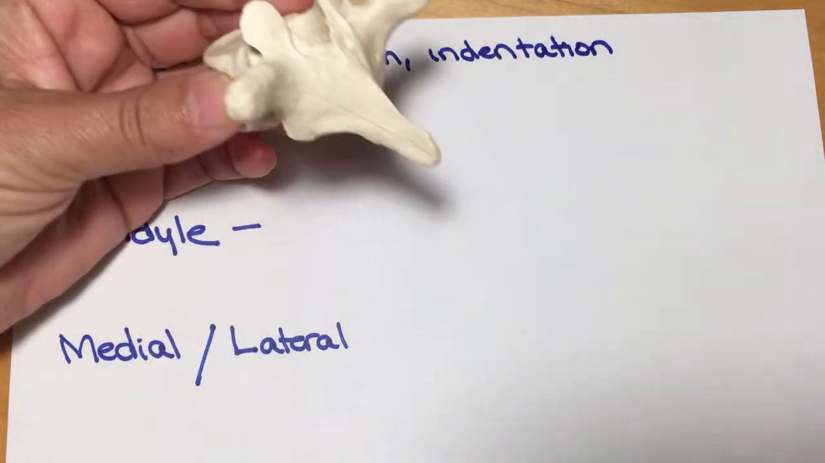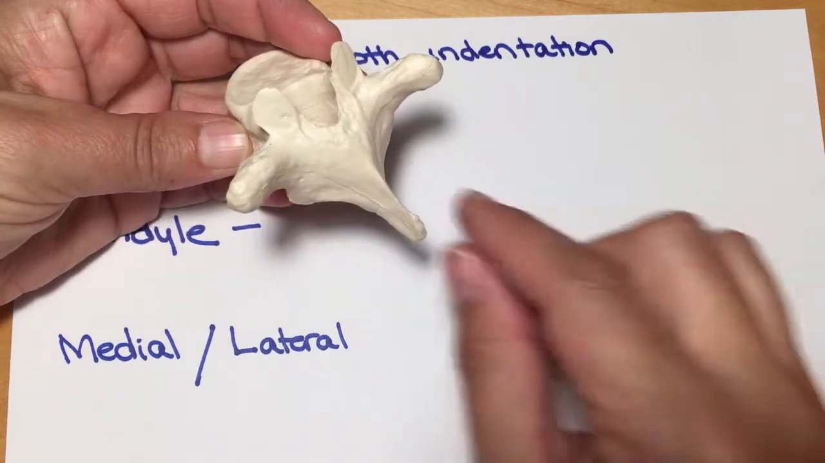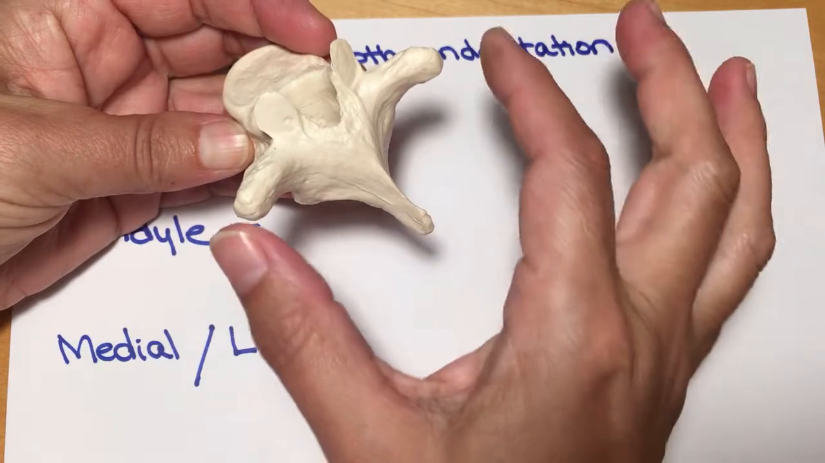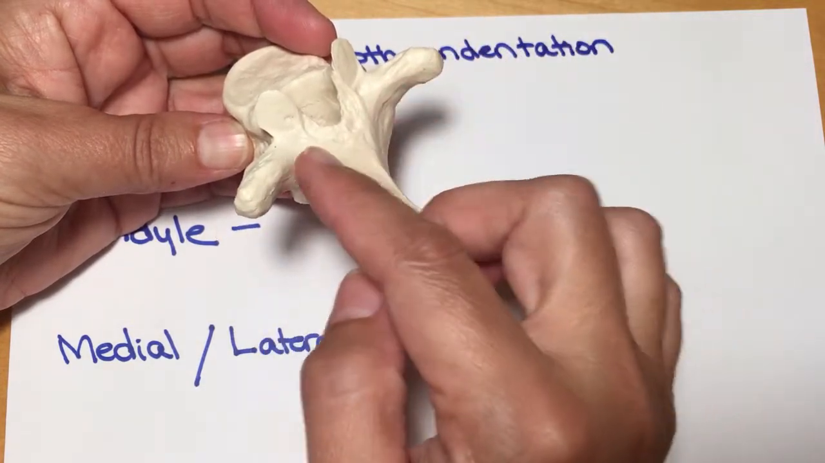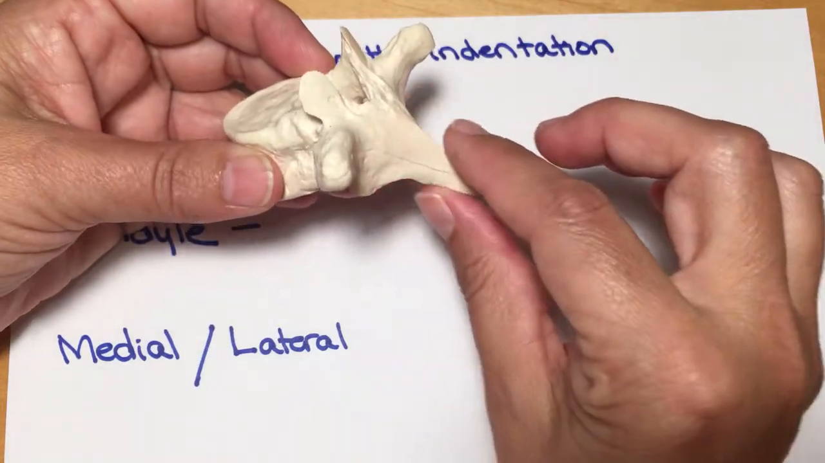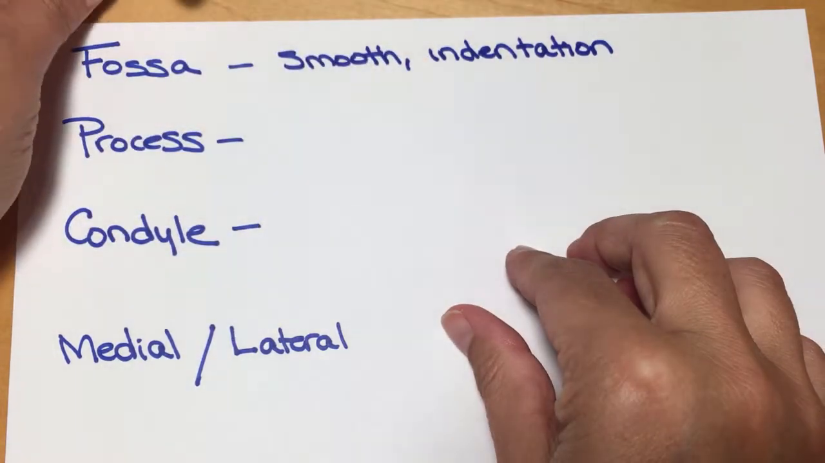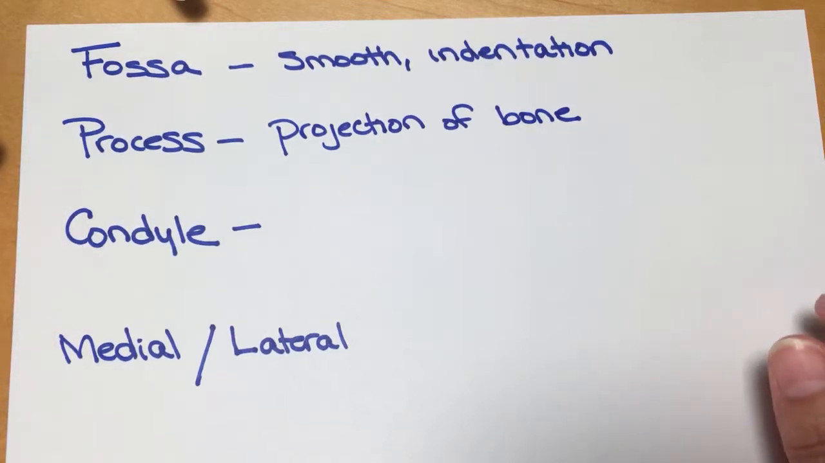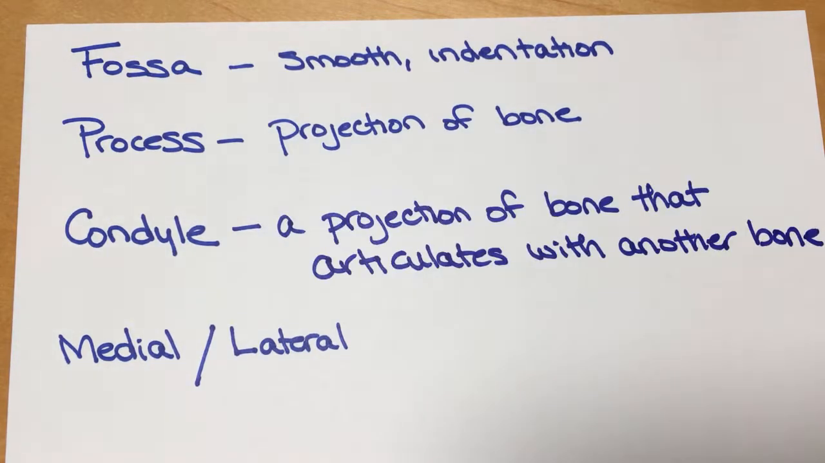Now, we've already learned about processes when we learned about the vertebral column. Remember, the spinous process is a piece of bone that sticks out, and the transverse processes stick out to the sides. So a process is simply a piece of bone that sticks out. The next thing on my list is a condyle. A condyle is also a piece of bone that's going to stick out or project away. But in general, a condyle is going to articulate with another bone.